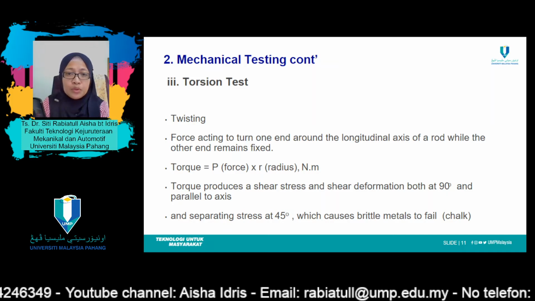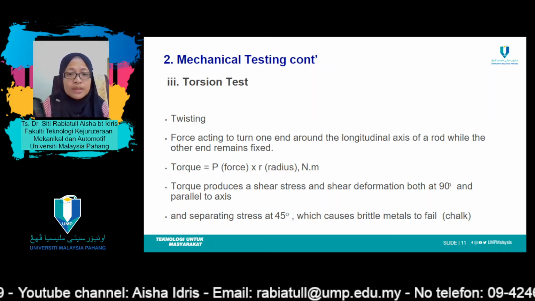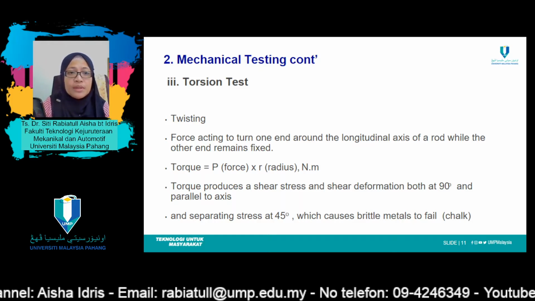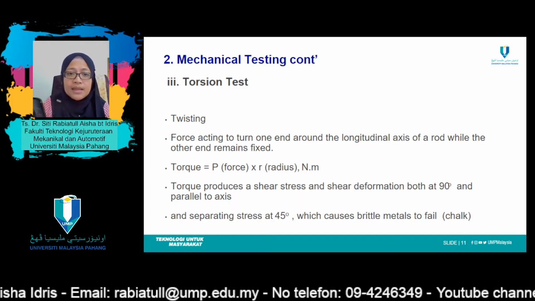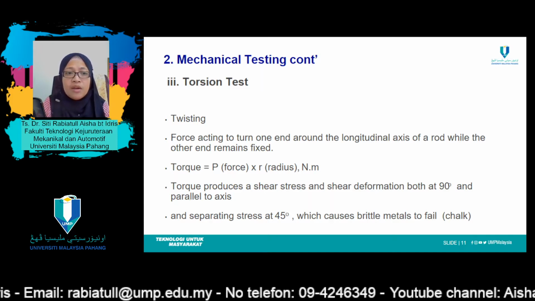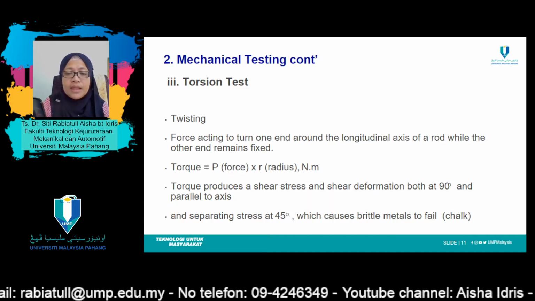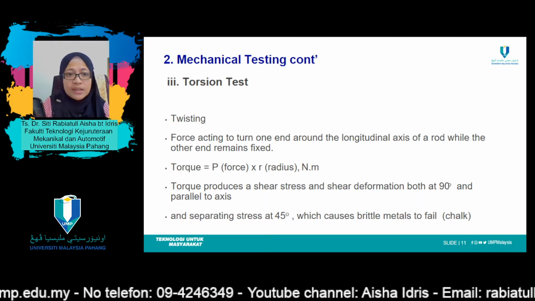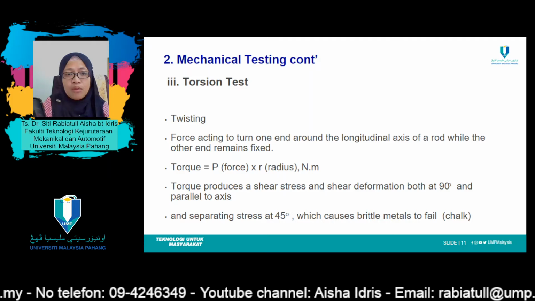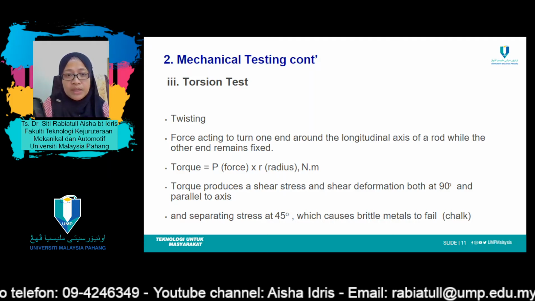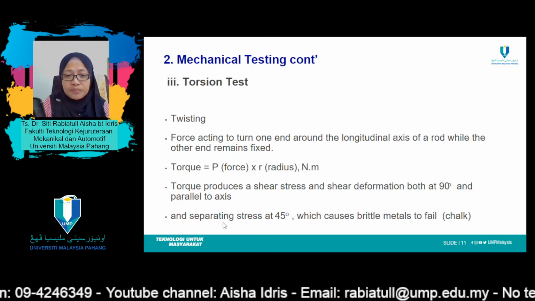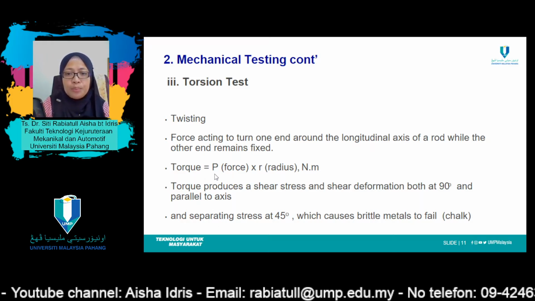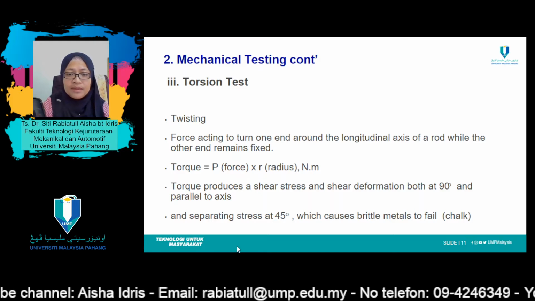Now move on to test number 3, which is torsion. Torsion testing involves the twisting of a sample along an axis and is a useful test for acquiring information like torsional shear stress, maximum torque, shear modulus, and breaking angle of a material or the interface between two materials. The formula for calculating the torque is equal to P, which is force, times radius.